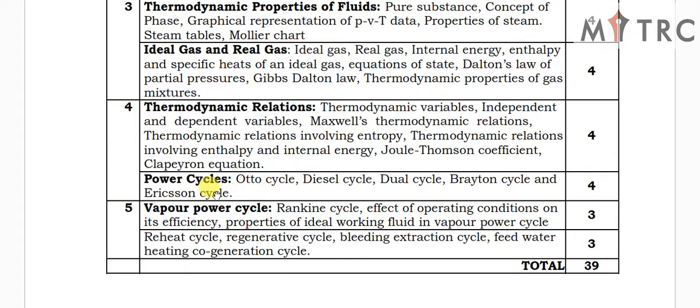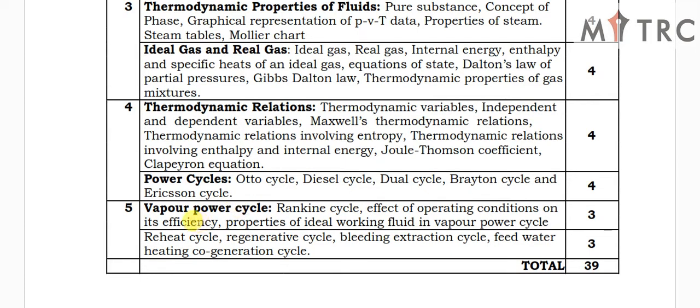Also, this unit has some power cycles. They are very useful in today's lifestyle. They are the Otto cycle, Diesel cycle, Joule cycle, Brayton cycle, and Ericsson cycle. Otto and Diesel cycles are mostly used in automobiles, the Otto cycle for petrol engines and the Diesel cycle for diesel engines. The Joule cycle is also useful for automobiles as well as power plants. This is very useful to understand as a mechanical engineer and will be very interesting.